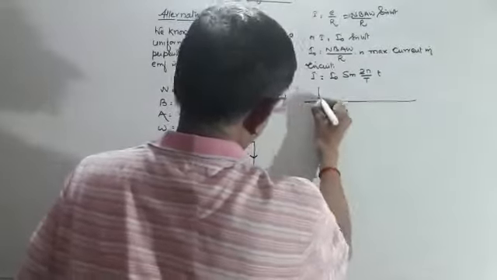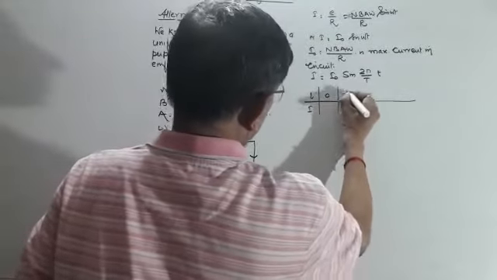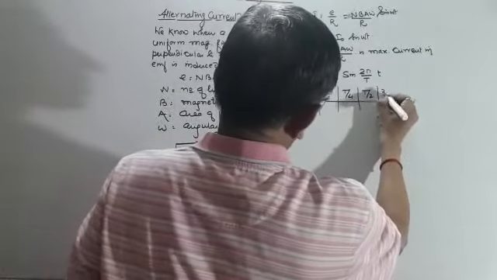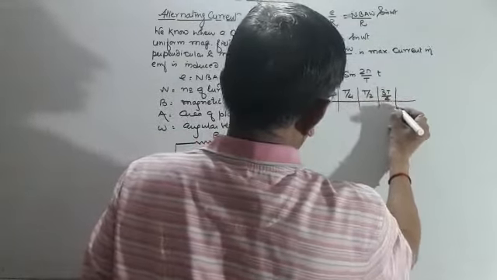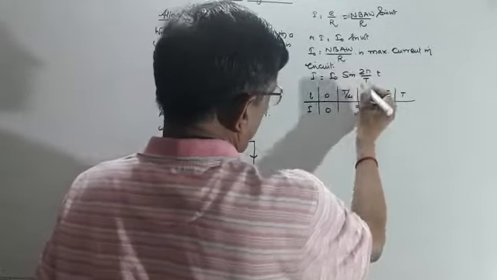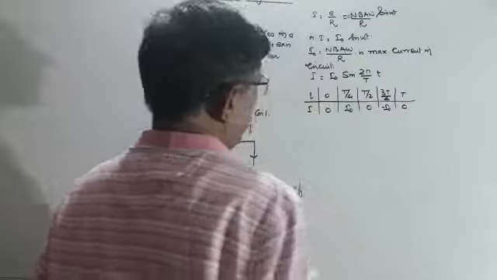Pay attention. T and I. T is equal to 0, T is equal to T by 4, T is equal to T by 2, 3T by 4 and T. It will be 0. T by 4 means sin pi by 2 will be I naught. Again 0. Minus I naught and 0.